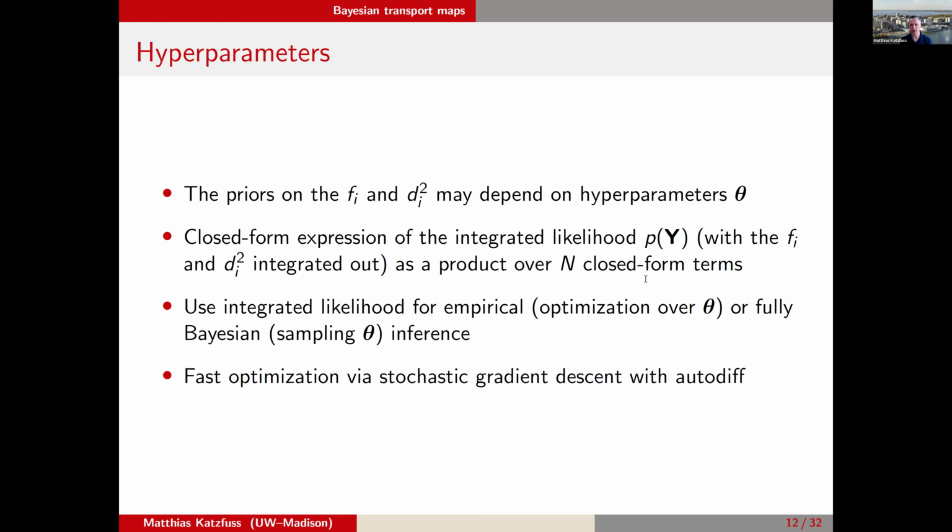And now, of course, we can use that integrated likelihood to do whatever inference we might want to do for these thetas. For example, we could do empirical Bayesian inference where we just optimize over the thetas, or we could do fully Bayesian inference where we sample the theta using, for example, Metropolis Hastings based on this integrated likelihood. The way we usually do this is we just do optimization. And the nice thing is, because this P of y is a product of terms, its log is a sum of terms, and it turns out that this optimization can be done very nicely using stochastic gradient descent.